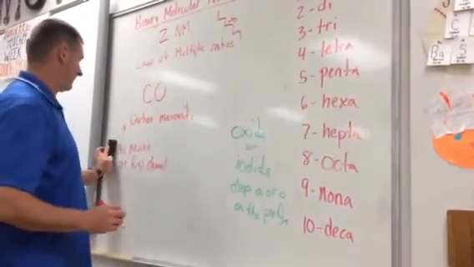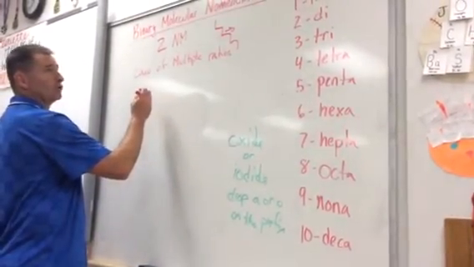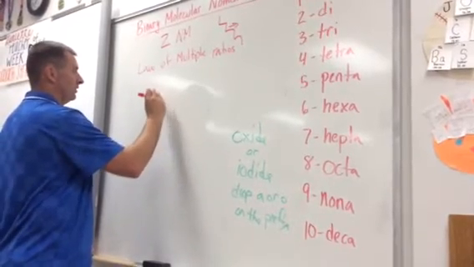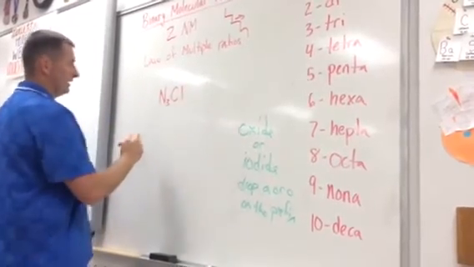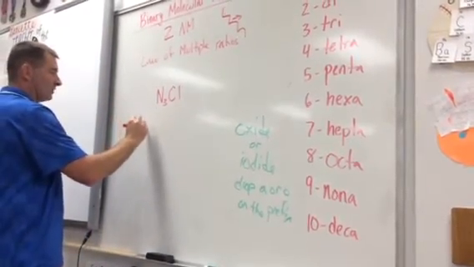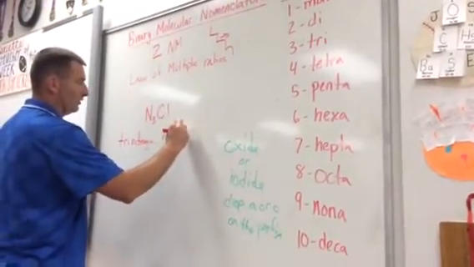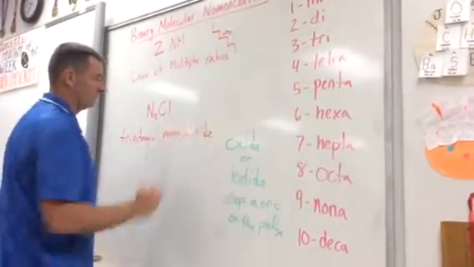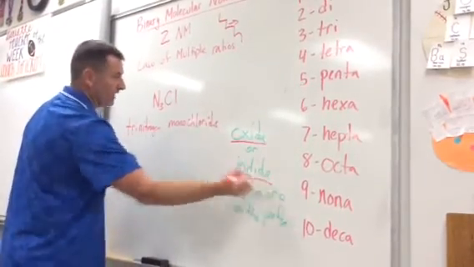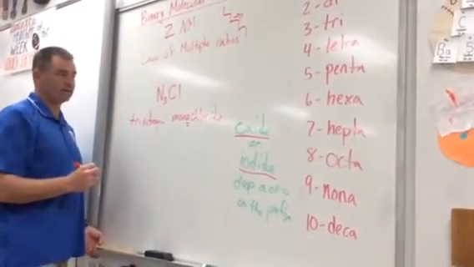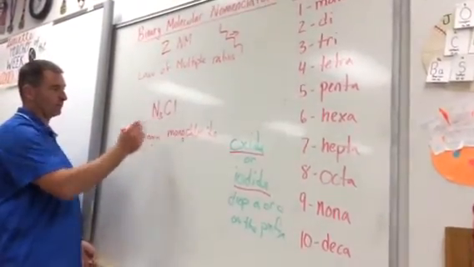All right, so let's do another example for that. What if I did N3Cl? Okay, so that is trinitrogen monochloride. Now, notice, if it's not an oxide or an iodide, I have to keep that O there. So it is monochloride, all right? And I had to have the mono on the second one.